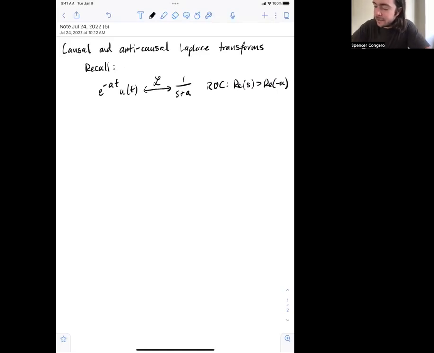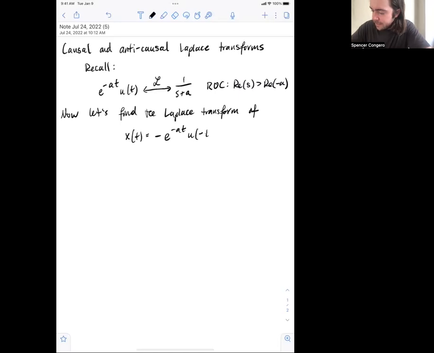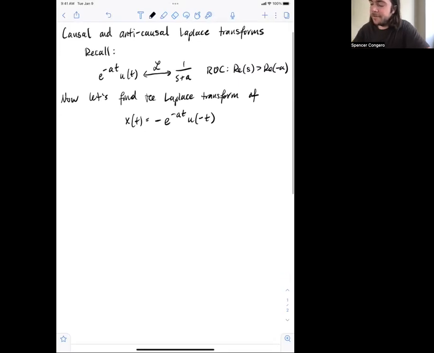So now, let's derive another one. So now, let's find the Laplace transform of, okay, we're going to look at a new signal. It's going to be x of t, and here's what it's going to be. Negative e to the negative at u of negative t. Okay, we're going to derive the Laplace transform and the region of convergence of this function right now. And you'll see that it's very related to the Laplace transform pair at the top.